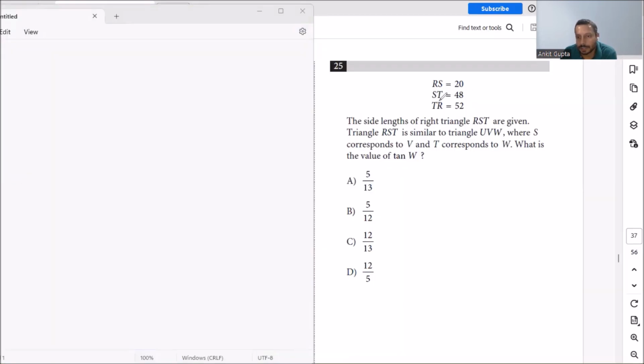RS is equal to 20, ST is equal to 48, TR is equal to 52. The side lengths of the right triangle RST are given. It's a right triangle. Let's draw it like this. The biggest is 52. That means let's take this as T, this as R. So the hypotenuse becomes 52. This as S. So RS is 20, ST is 48.